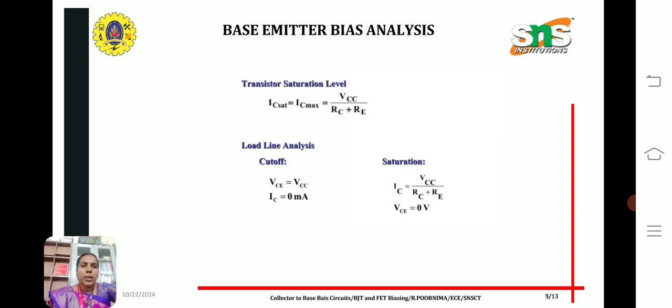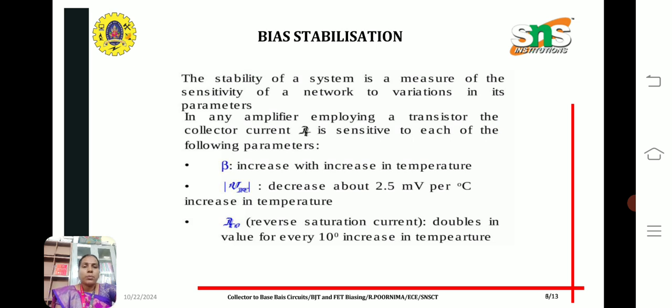And also the base emitter bias analysis. Here the transistor saturation level is calculated, that is the saturation collector current, which is equal to the maximum collector current, given by VCC divided by RC plus RE. For load line analysis, we take the cutoff region and saturation region. By substituting the values of VCE and IC, we get VCE equal to VCC and IC equal to 0. Similarly, IC equal to VCC by RC plus RE and VCE equal to 0. So these values give the load line. From the analysis we can calculate the stability of the transistor.